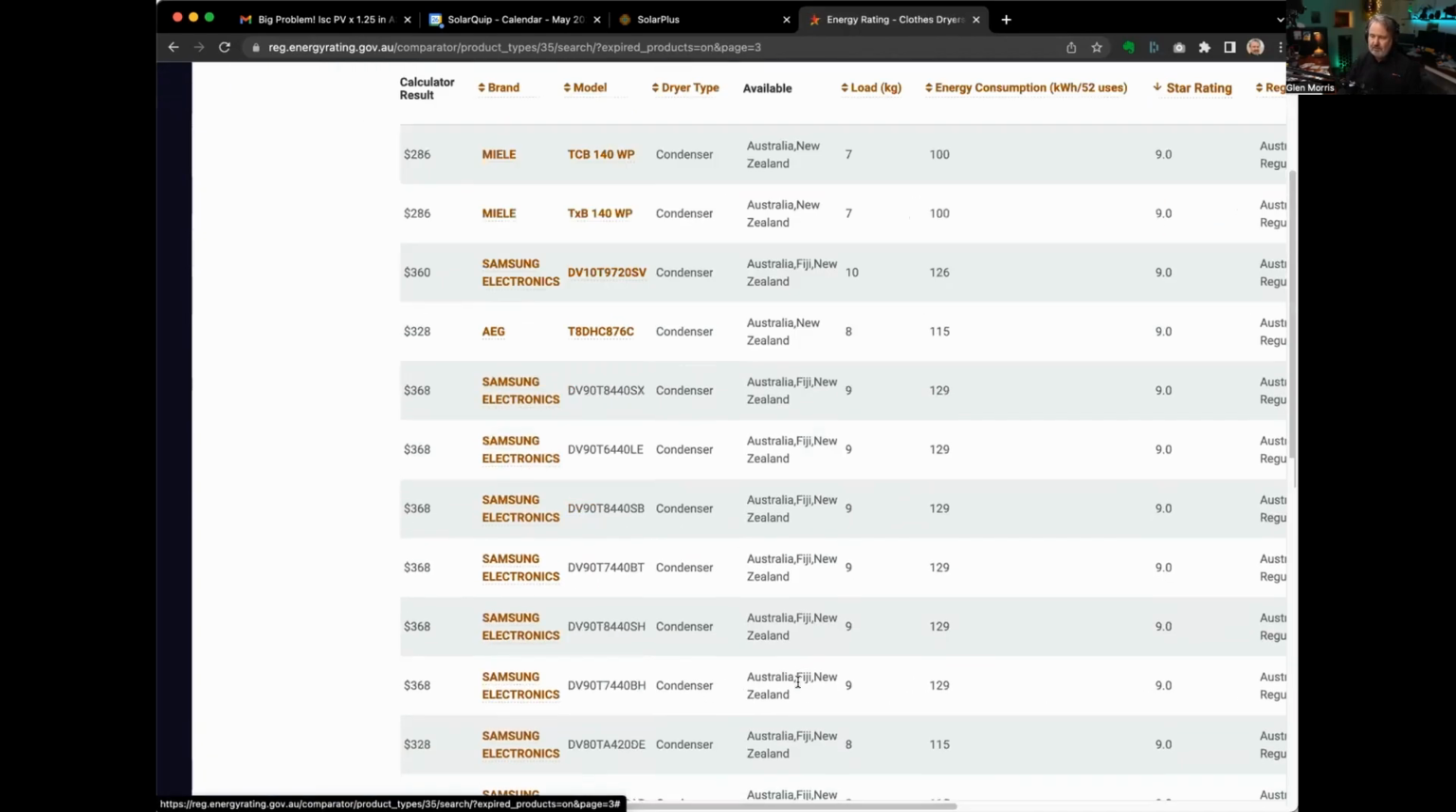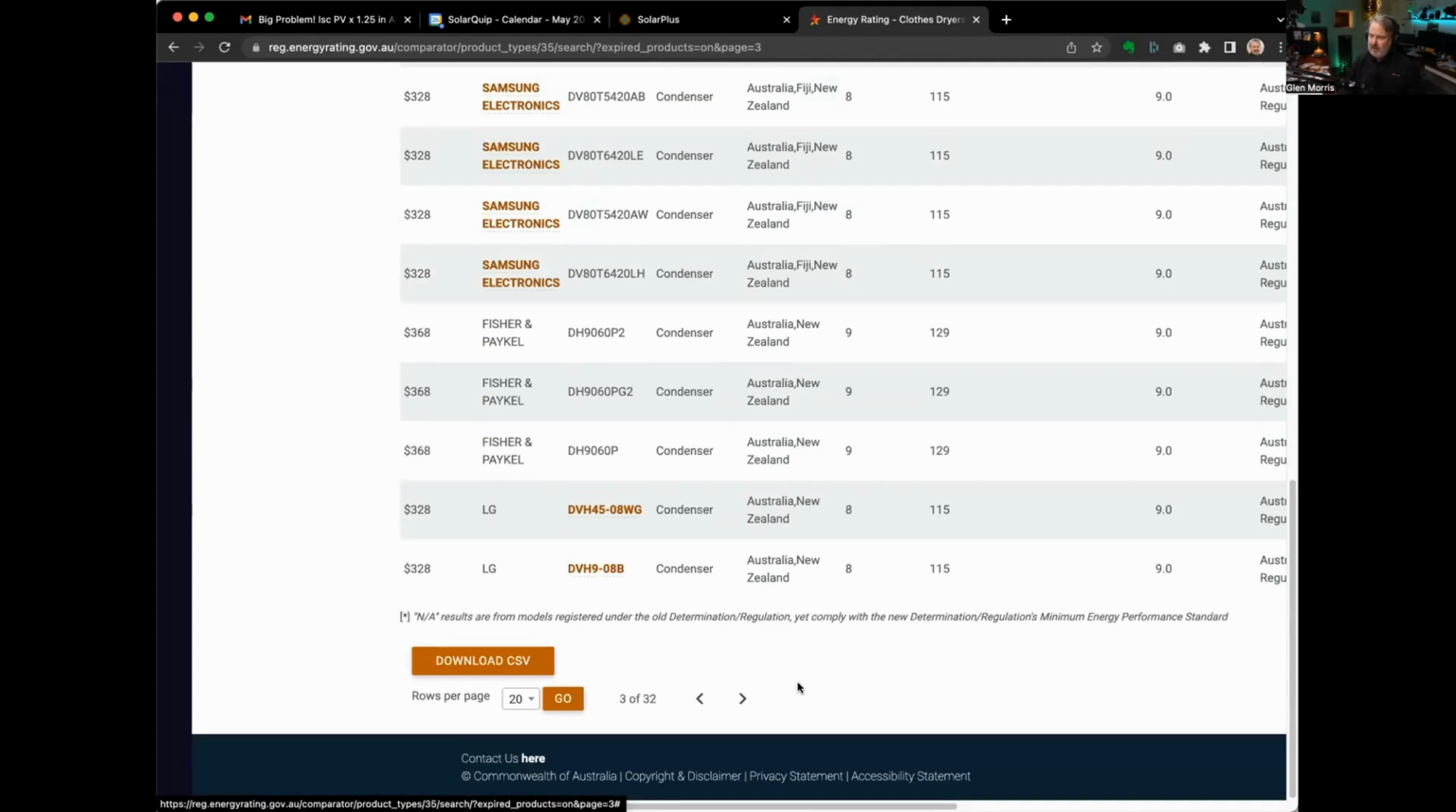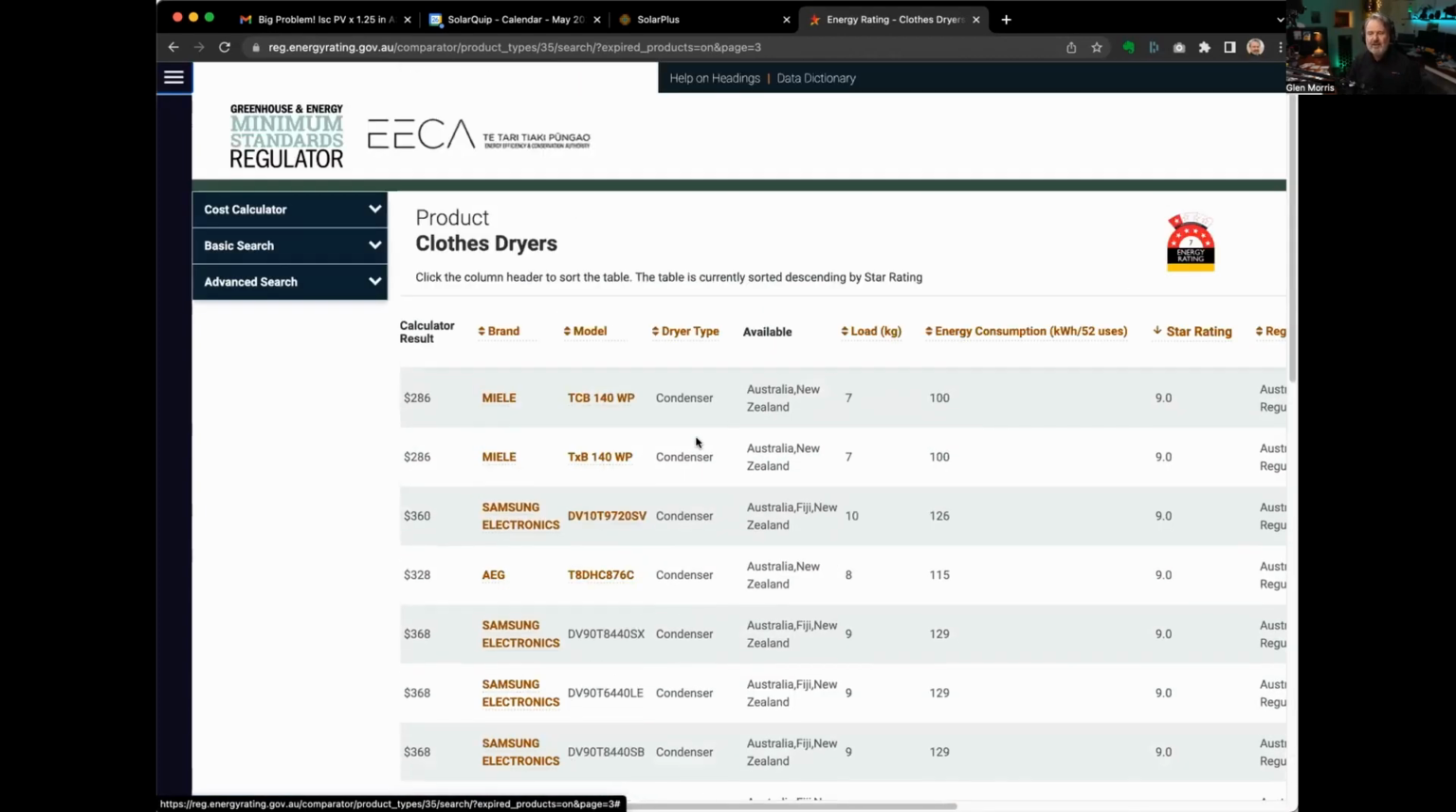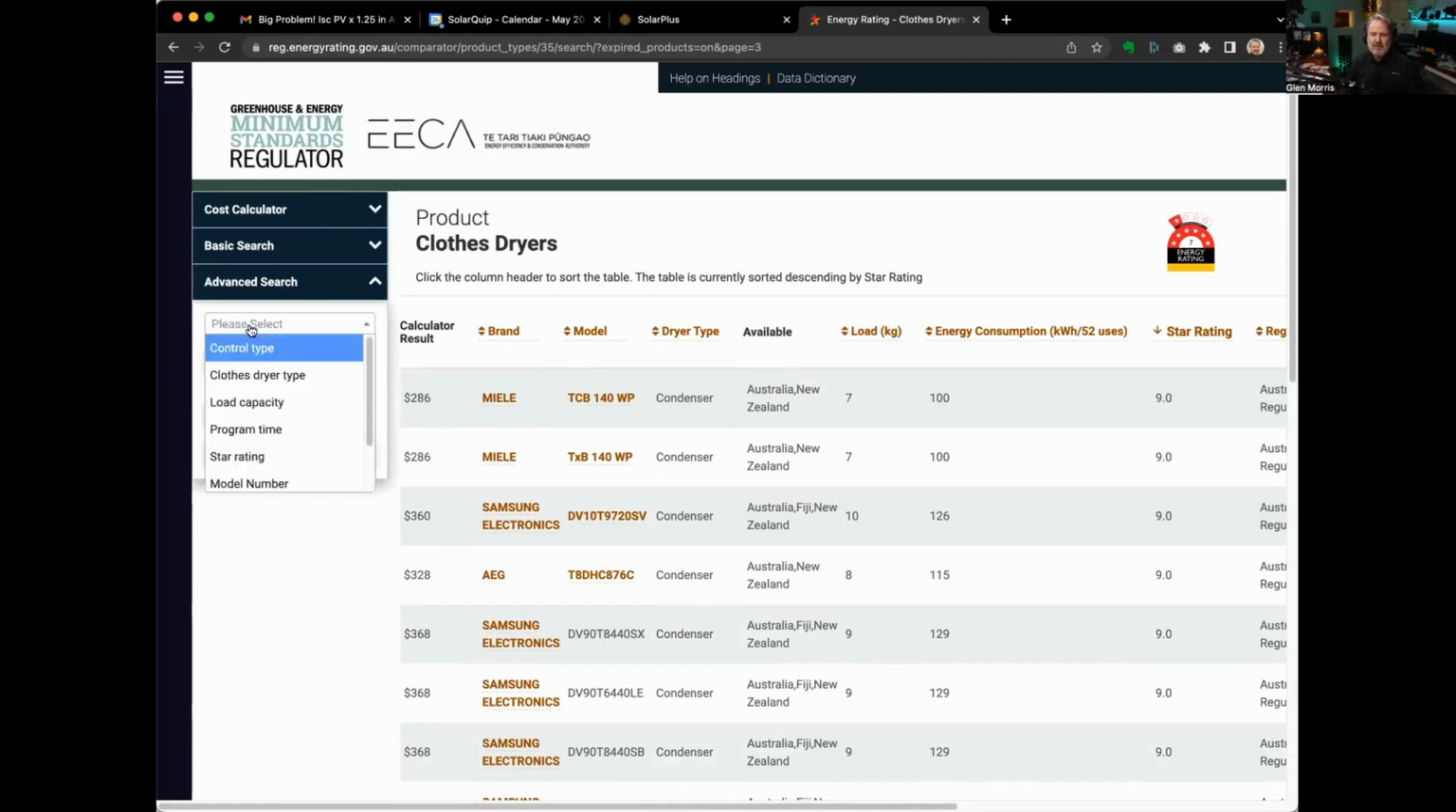I'm trying to find how far down we have to go to get one. My gosh, there's an incredible amount of condensers. There you go. So that's the registration database. Great place to hang around. And if you're a bit of a boffin, you can do advanced searches under all sorts of criteria: dryer type, capacity, programming type, star rating, model number, you name it. You can search for a very narrow range of products if you're trying to nail down something in particular.